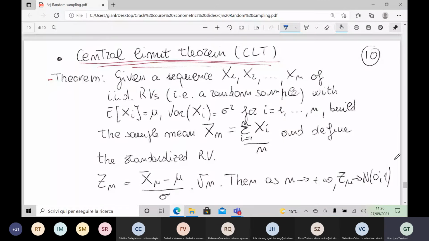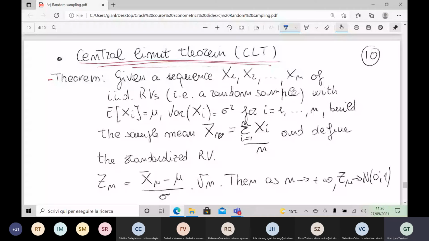So, the central limit theorem. Given a sequence of random variables, capital X1, capital X2, ..., capital Xn, which are independent and identically distributed with expectation mu and variance equal to sigma squared, build the sample mean, capital X bar n. Okay, we study capital X bar.